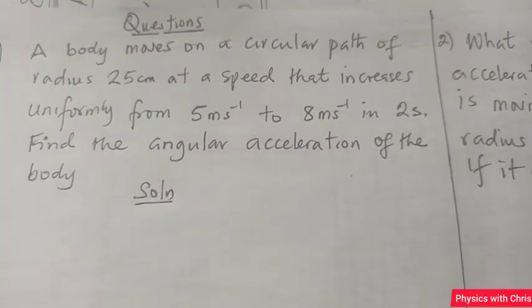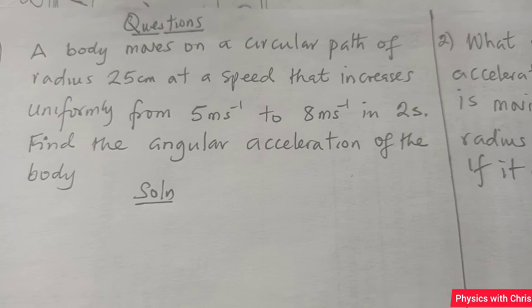In this video, we're going to be solving this question. A body moves on a circular path of radius 25 cm at a speed that increases uniformly from 5 meters per second to 8 meters per second in 2 seconds. Now we have to find the angular acceleration of this body.